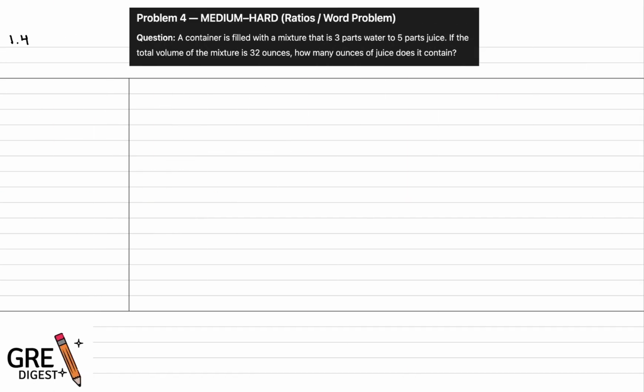Moving on to our fourth problem here. This is a medium to hard problem. So in this problem, a container is filled with a mixture that is 3 parts water, 5 parts juice. So if the total volume of the mixture is 32 ounces, let's write that over here. How many ounces is juice?